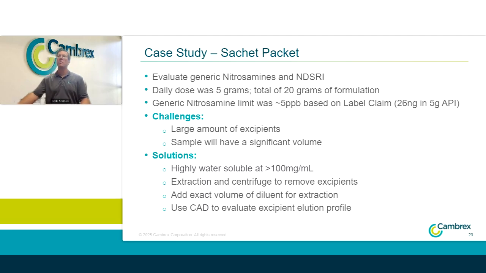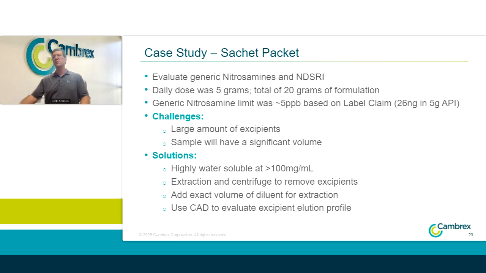Second study, we did a sachet packet, looking again for generic nitrosamines and the NDSRI. The daily dose was 5 grams of an API with a total of 20 grams within the formulation itself. And this created a limit of 5 ppb based on the label claim. And so the challenges here, again, the large amounts of excipients and that sample size required to create a very concentrated solution. That powder is going to have its own volume within the sample prep.